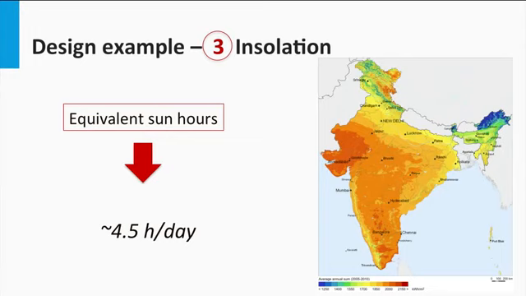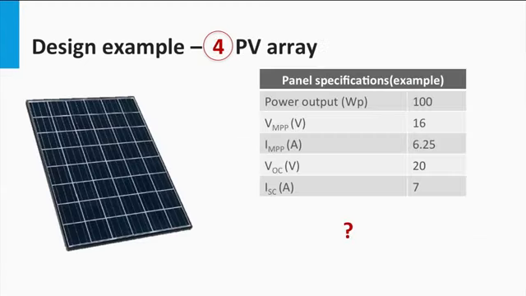Next, we consider the irradiance. Going by the same example as in the standalone system case, a location in India is considered with an average of 4.5 equivalent sun hours. Let's look at the electrical specification of an available PV module. It's a 100 watt-peak rated module with the given voltage and current parameters. Now we need to find out how many of such modules are required to power the loads.